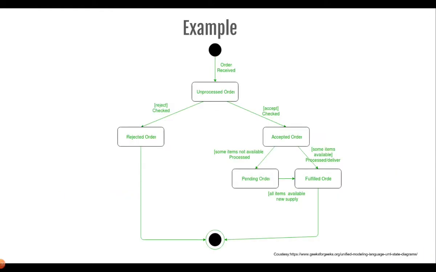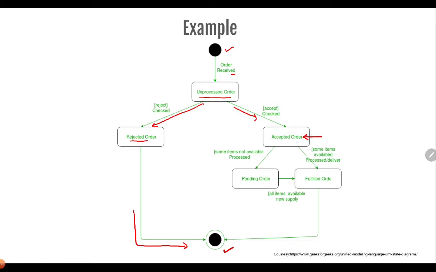So now we will be looking at an example. This is simply an order management system. Initially the start symbol and the ending symbol are represented, as we can see here, and when the system is started, it receives the order. Once the order is received, the system is in the unprocessed order state. If the order is rejected, it will simply go to the next state, which is the reject order state, and then it will terminate the system. However, if the order is accepted, it will go to the accept order state.